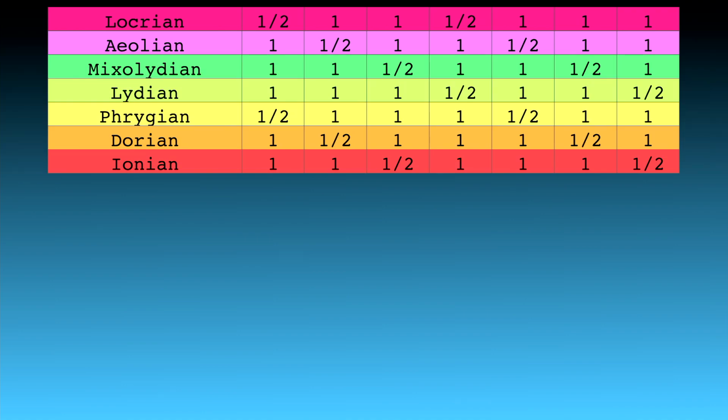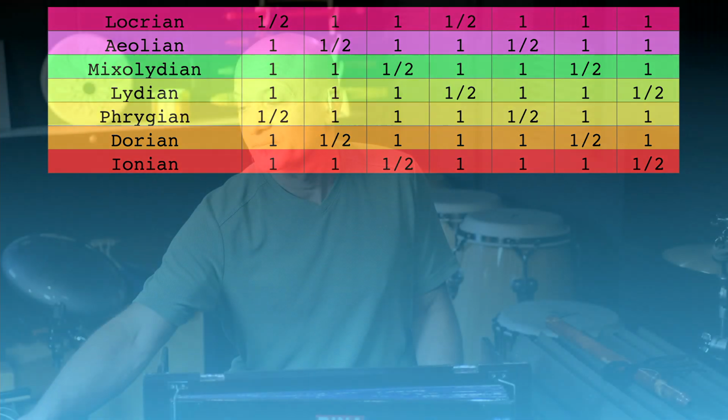So if we're starting on C, and we're playing the white keys, it's going to be Ionian mode. If we start on D, it'll be Dorian mode. If we start on E, it's called Phrygian mode. F is Lydian mode. G is Mixolydian. A is Aeolian, and B is Locrian. And as I mentioned at the beginning, those are all Greek names. Don't ask me why. You can look it up.